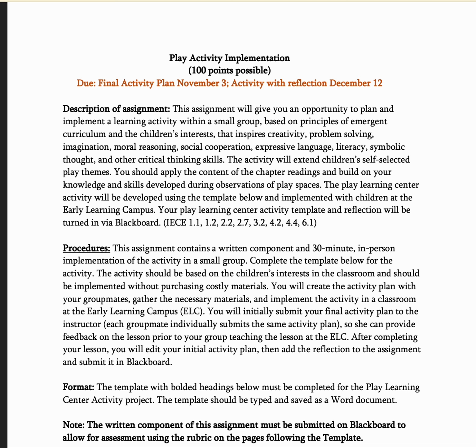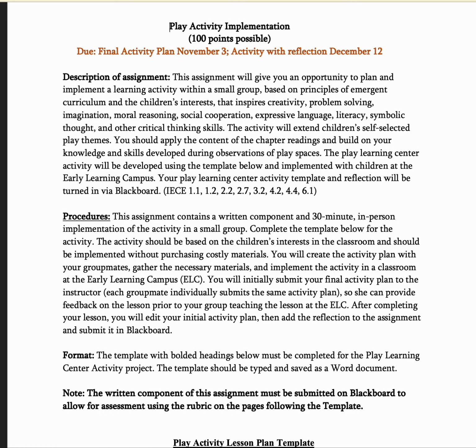So the assignment that's due Friday, November 3rd, in 2 days, is this particular implementation assignment, which is worth 100 points. So I want to make sure that I've been clear with you about it being submitted, and that it absolutely must be submitted on time, because I have to go to the teachers at the ELC and share these plans with them so they're aware of what's going to happen in their classrooms and also can plan around what you're doing.